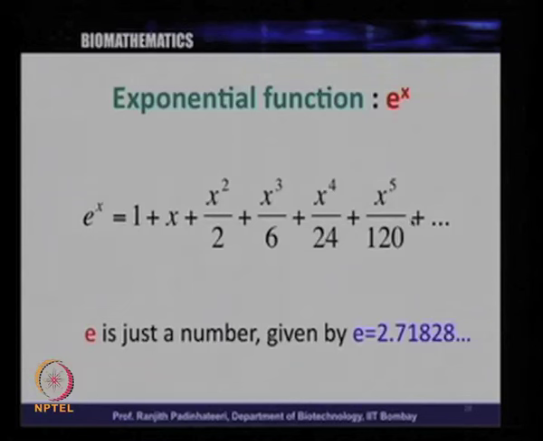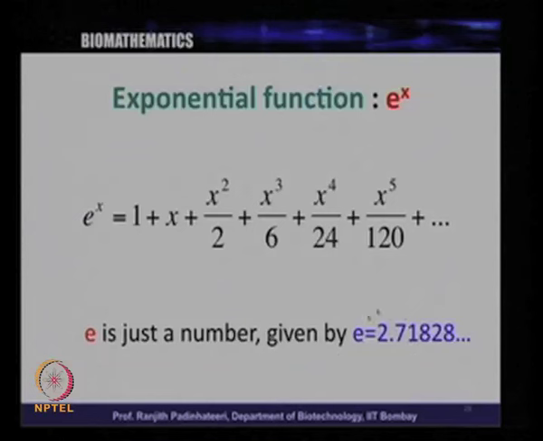This is an infinite series. You have to sum x power 4, 5, 6, 7, 8, 9, 10, you have to keep summing. If you just keep summing, you will get this value of e power x. So, where do we stop? In the coming slides, we will see where to stop. Do we have to sum till infinity? Is it practical or can we stop at some point? We will discuss this in the coming slides, but as you know, e is just a number.